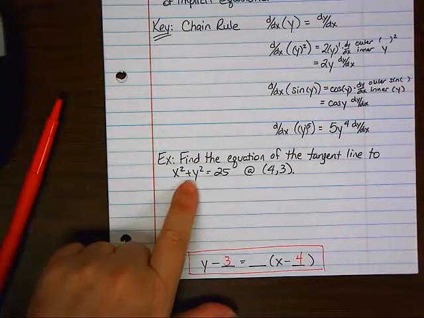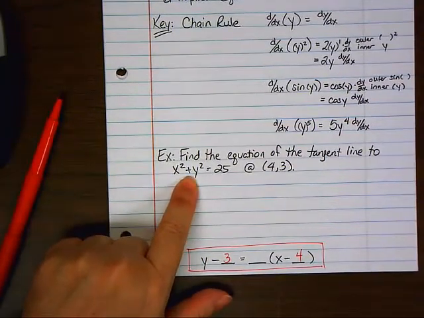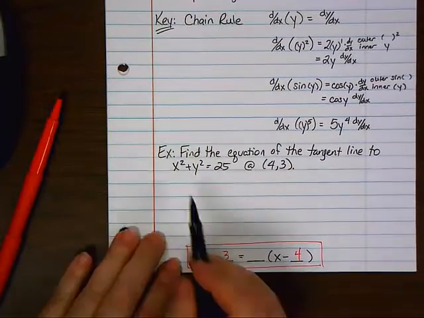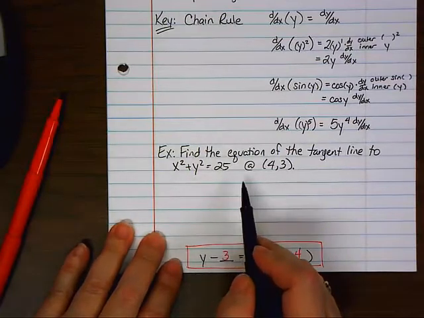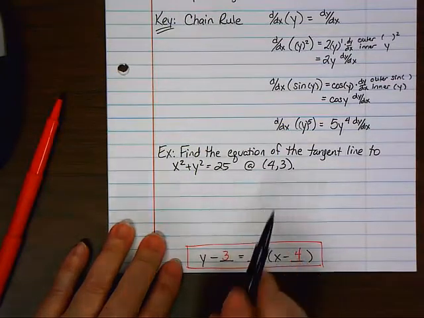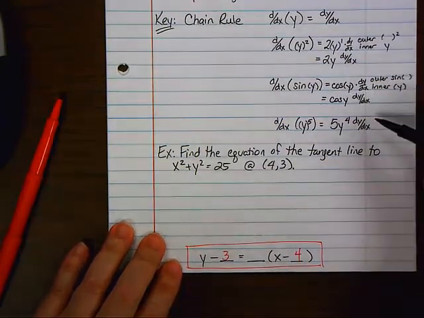Okay. So now we're going to talk about how do you take the derivative of this. You do not try to solve for y. It's going to be messy. We're going to take the derivative as it is. Now here's what you do. You take the problem and you work from left to right, and you take the derivative of every term as you come to it, remembering what I told you up here about y's.